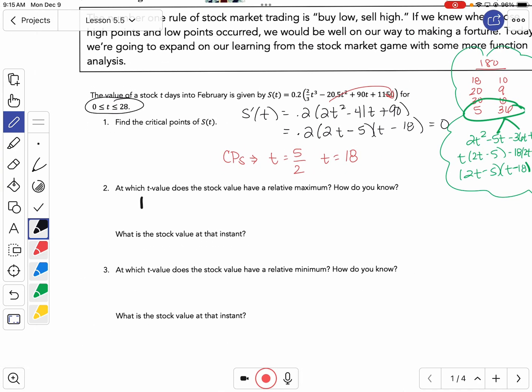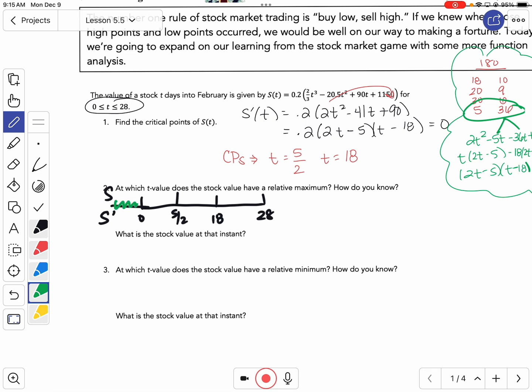So when I set this one up, I'm going to start at 0 and I'm going to stop at 28. Okay, so I've got S prime and S. All right, we're not going to go past that 0. So if I put 5/2 in there, and I put 18 in there. So let's figure out our signs. We've got the factored issue up there, so I don't need to go behind 0.